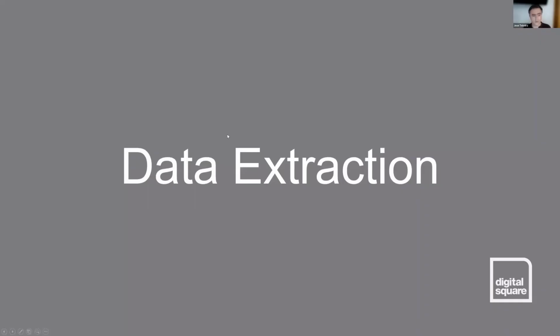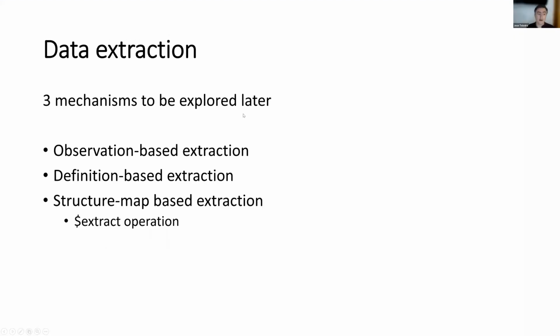So let me just go into data extraction. There are three mechanisms, and we will explore them technically later, but in SDC, that additional layer on top of FHIR, we define three ways of getting data. From a questionnaire, you can get data from an observation, so it's called observation-based.